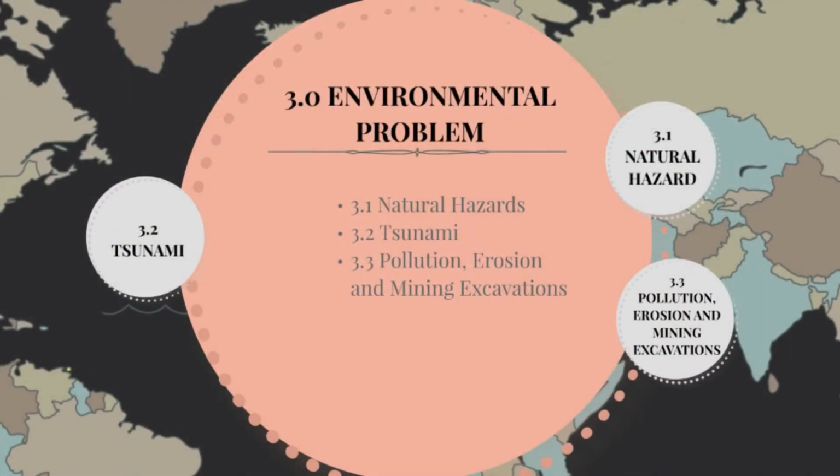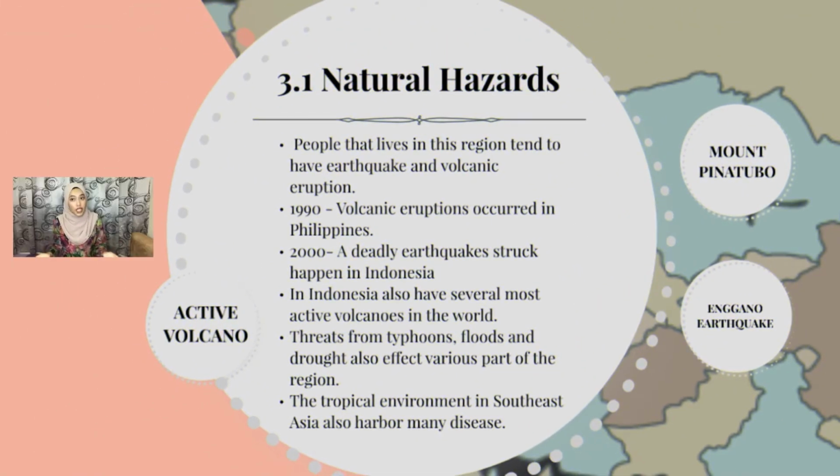Moving on to the next slide, I'm going to explain about environmental problems that often happen in Southeast Asia. Many people from this region live close to plate boundaries and experience earthquakes and volcanic eruptions. This is because Southeast Asia cities, especially coastal cities, are located in a risk hotspot, which is one of the most disaster-prone locations on the planet.